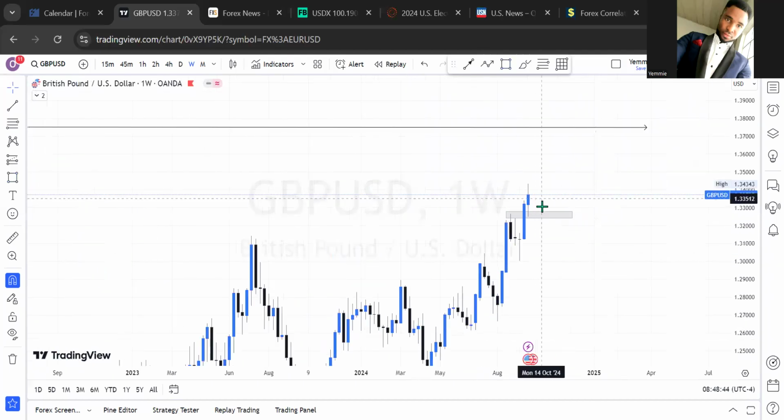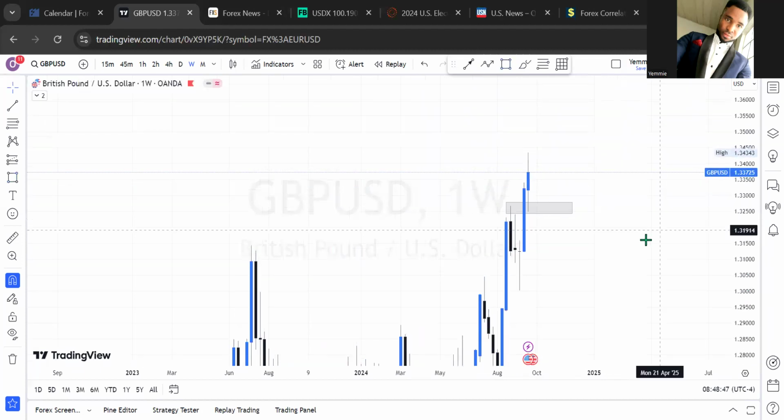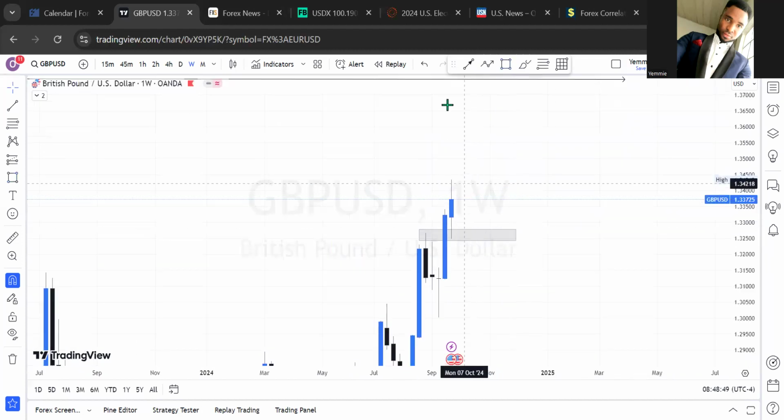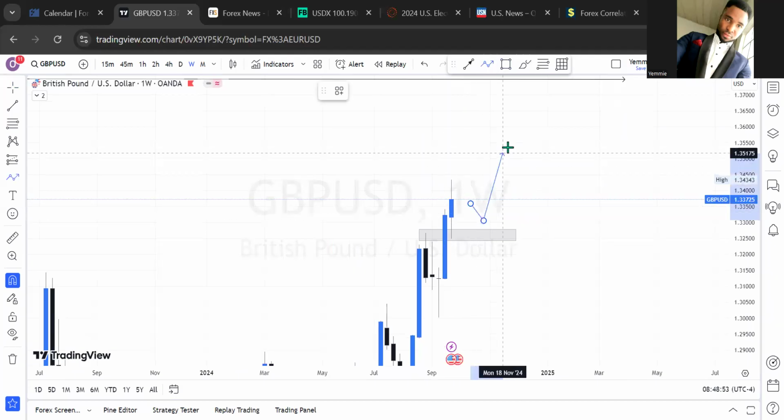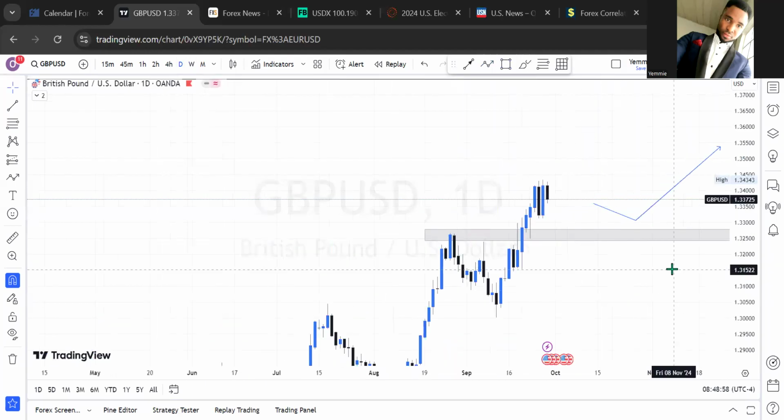The market will come back to this price range, just a little retracement. When I see this retracement, it gives me more confidence to buy. So I'm only expecting the market to come to this price level before it will buy. So let's get to the daily time frame and see what happens there.